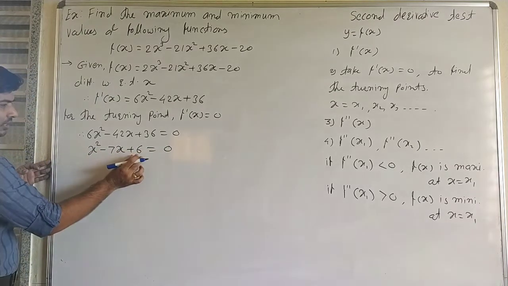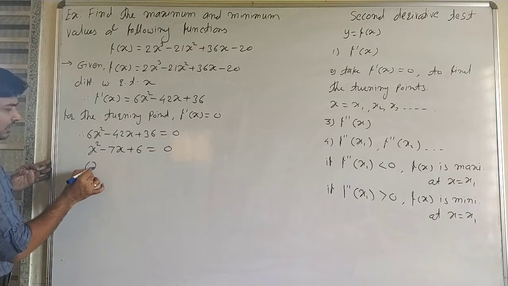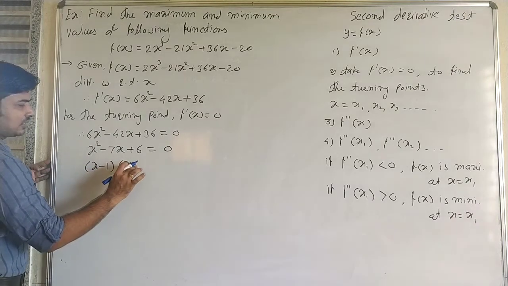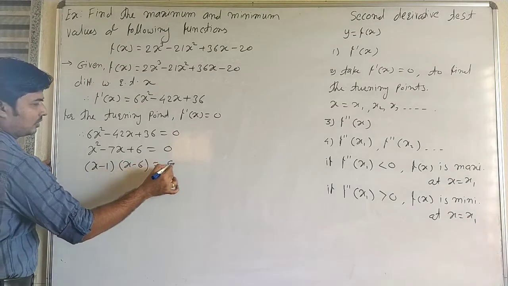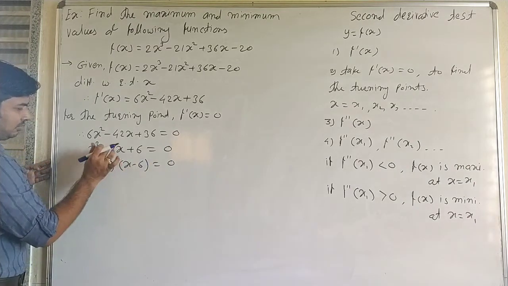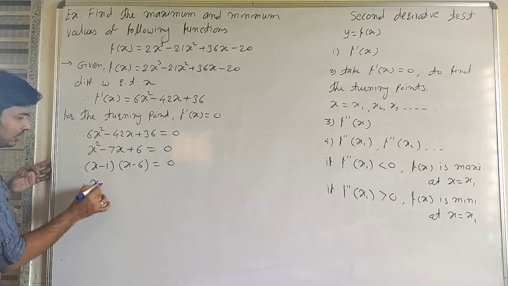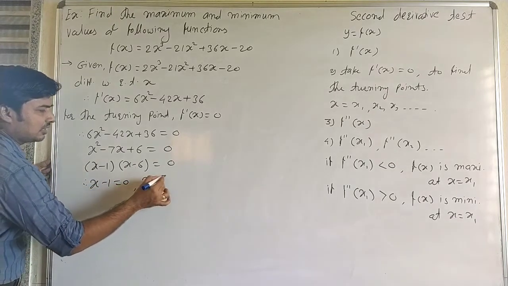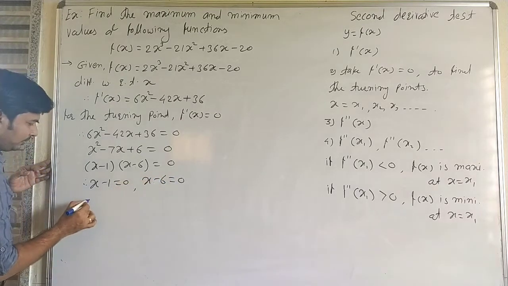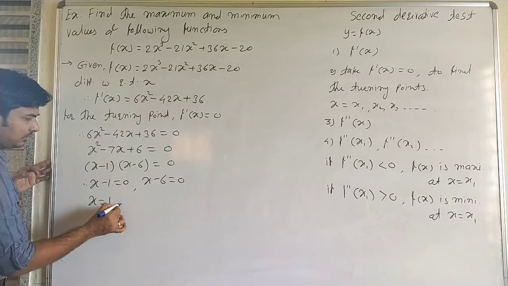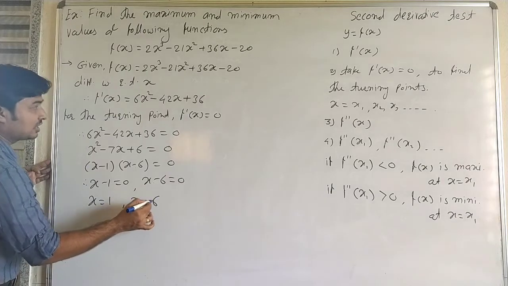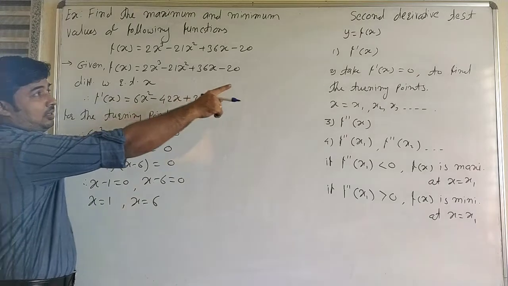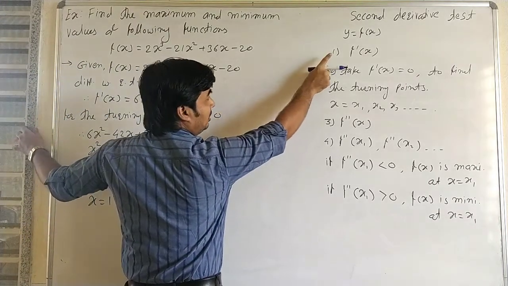Then take the factors: multiplication 6, addition minus 7, that is x minus 1 and x minus 6. Therefore x minus 1 equal to 0 and x minus 6 is equal to 0. Therefore x is equal to 1 and x is equal to 6 are the stationary points, that is the turning points.